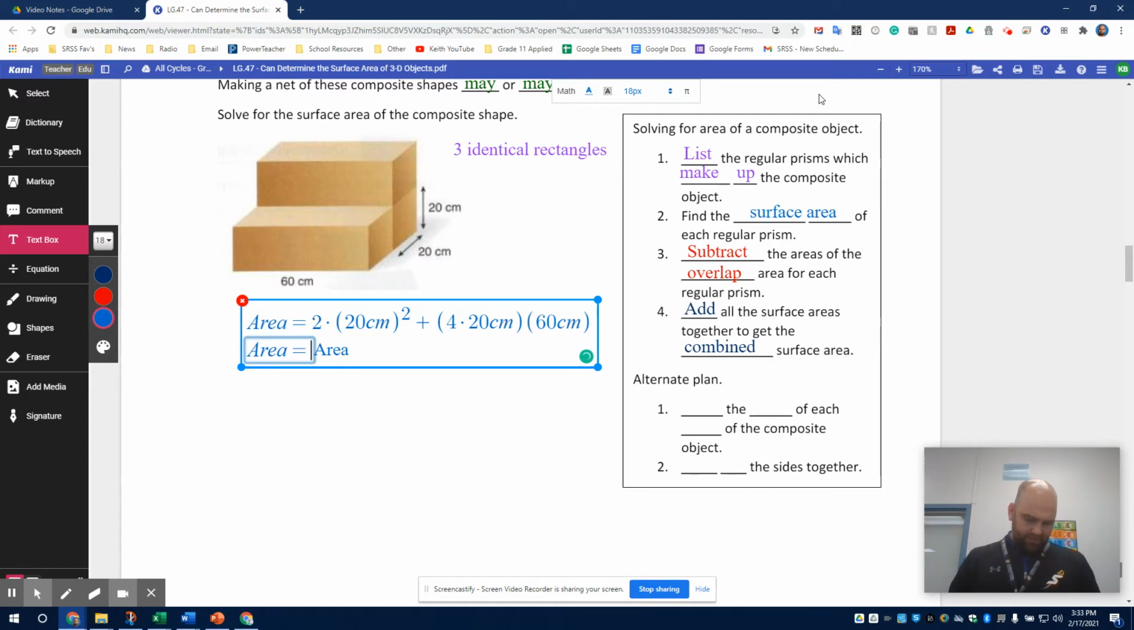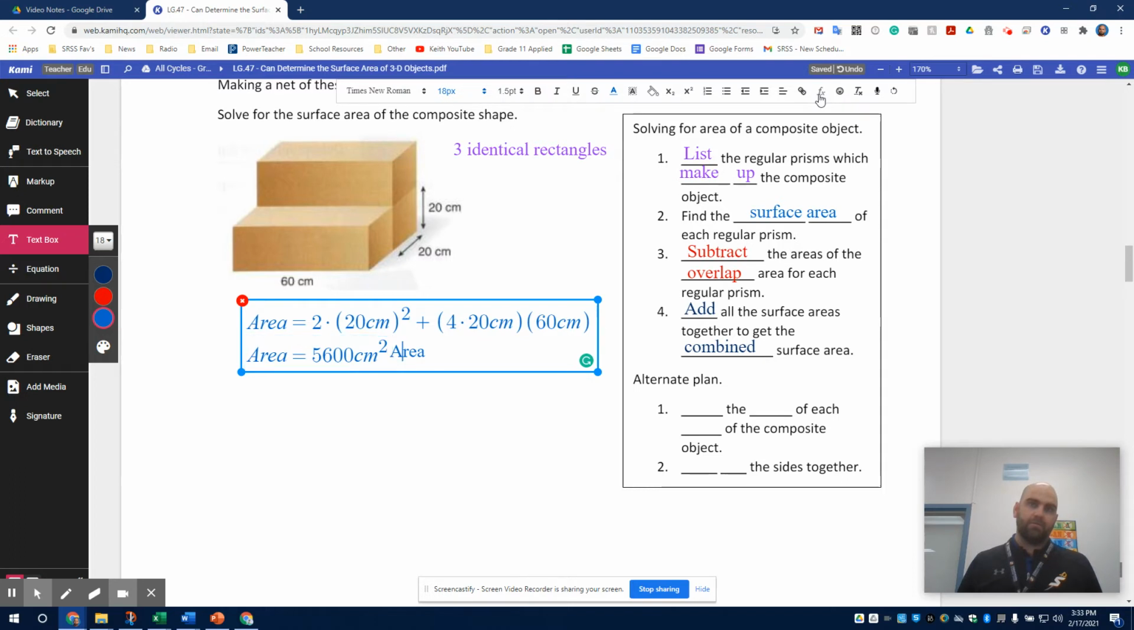And so if we multiply it together, we're going to get 2 times 20 squared plus 4 times 20 times 60. Okay, so the area is 5,600 centimeters squared. Now, each of these is that big. So what we're going to end up doing is adding them all together. But first, let's look at what sides are not seen.